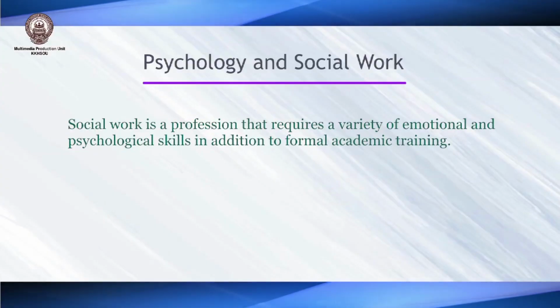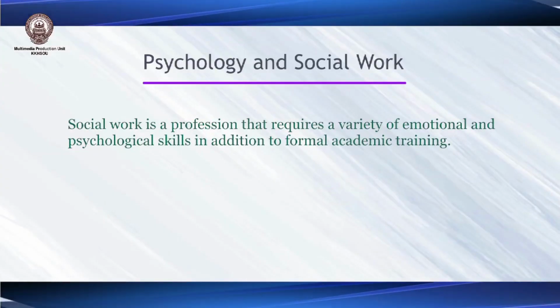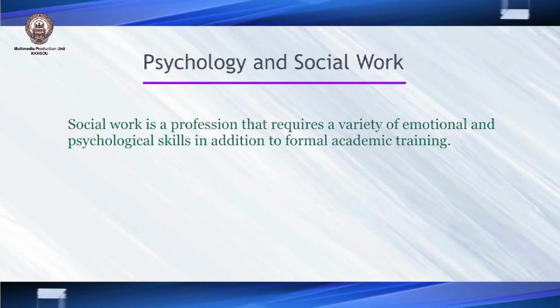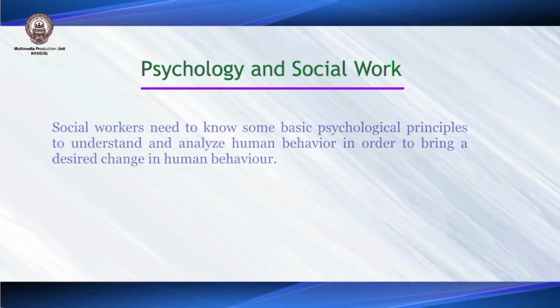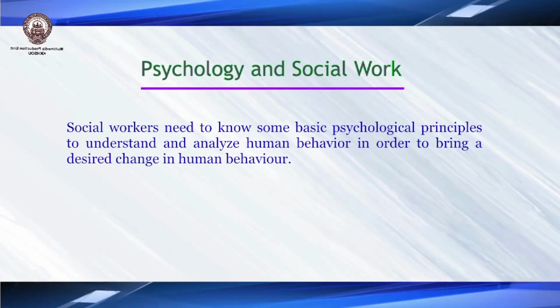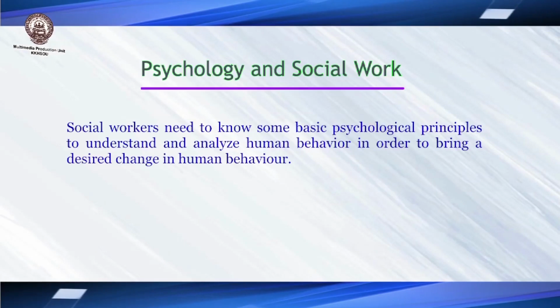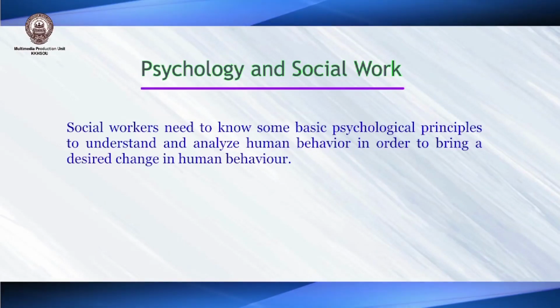Now, coming to understanding the relationship between psychology and social work. Social work is a profession that requires a variety of emotional and psychological skills. The additional backup is academic training. So, why is the social work profession called a profession? It is because it is also an academic training. Social workers need to know some basic psychological principles to understand and analyze human behavior. It is needed in order to bring a desired change in human behavior.